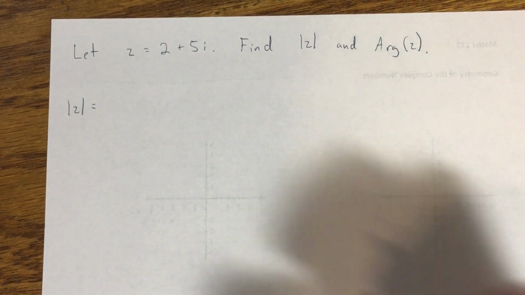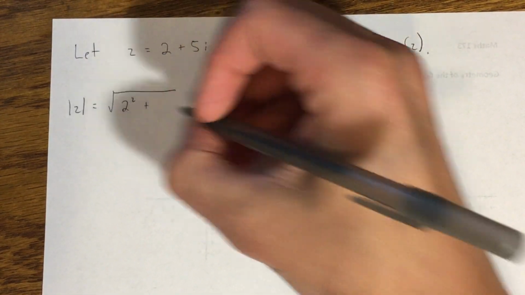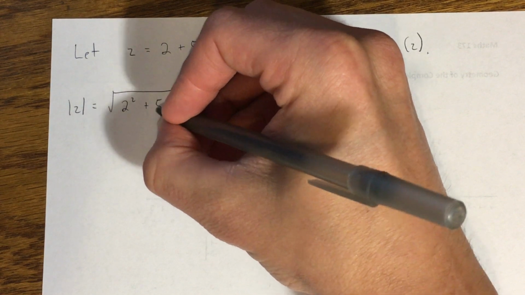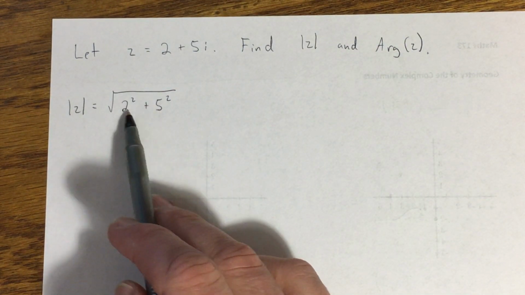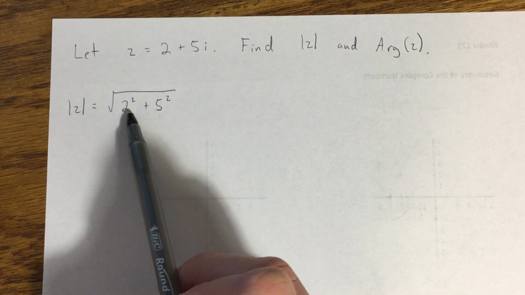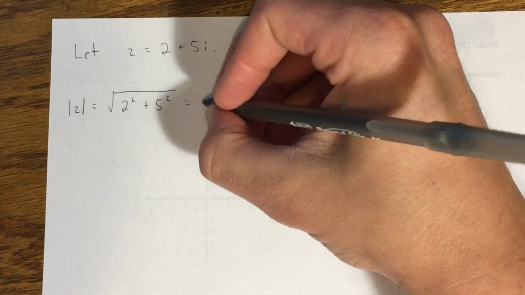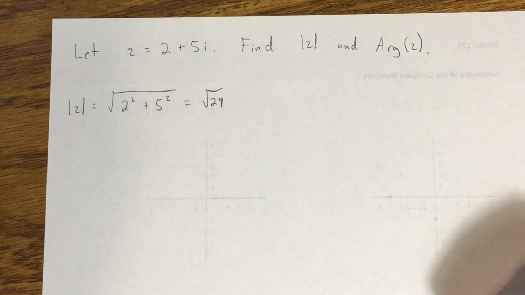basically just using a formula. It's the square root of the real part squared, 2 squared, plus the imaginary part squared, 5 squared. Notice I'm not putting the i in here. The i doesn't belong here. It's just the coefficients, 2 and 5. That's going to be 4 plus 25, which is 29. I get root 29 for that. Now, how about the argument?